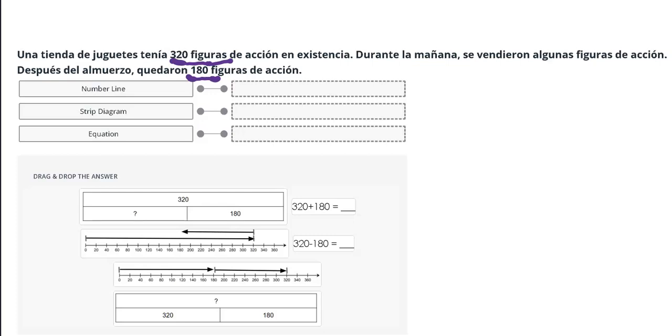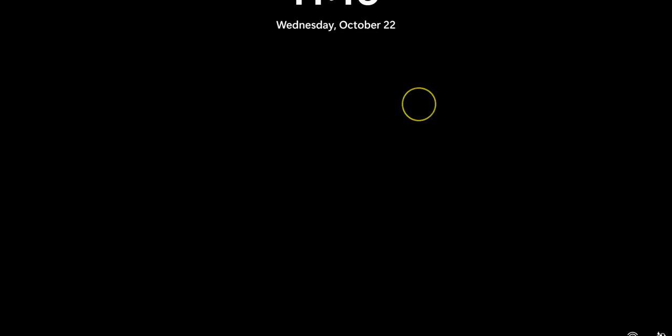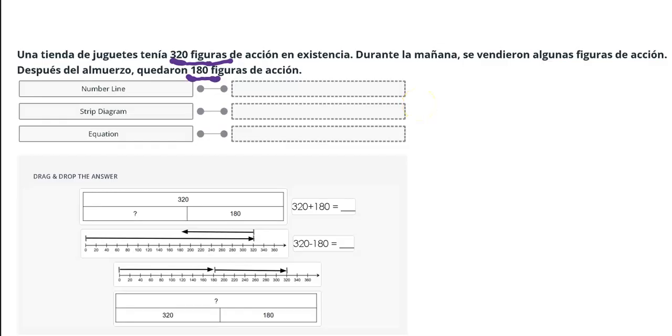Okay. Now, first thing you have to think is, do we have a total? If you said yes, we have a total, then you have to think about what is the total and why it's a total. Sorry about that. My screen shut on accident. You have to find out what the total is. Well, we know they have 320 toys, so we know that 320 is going to be the total.